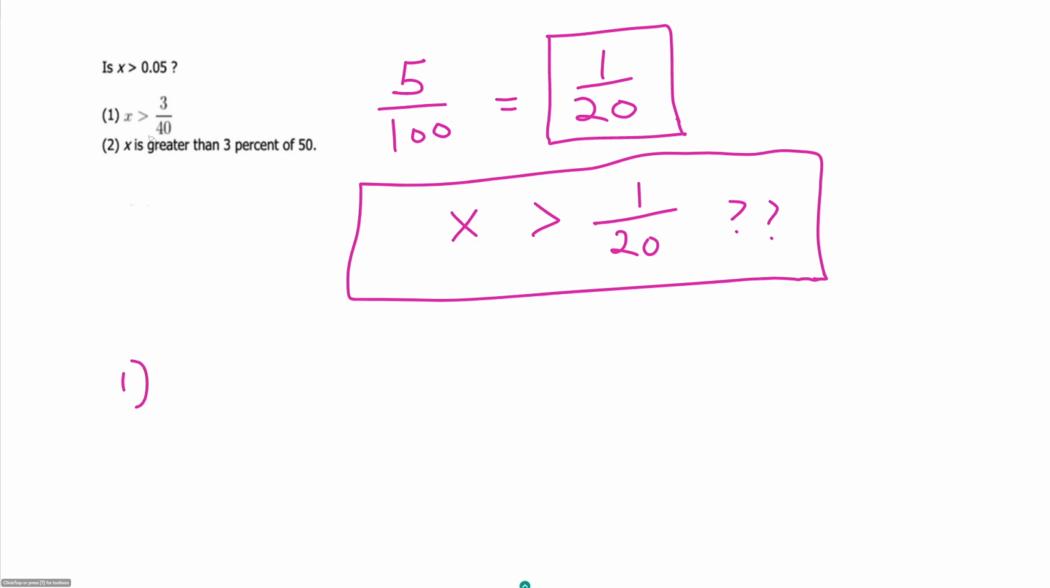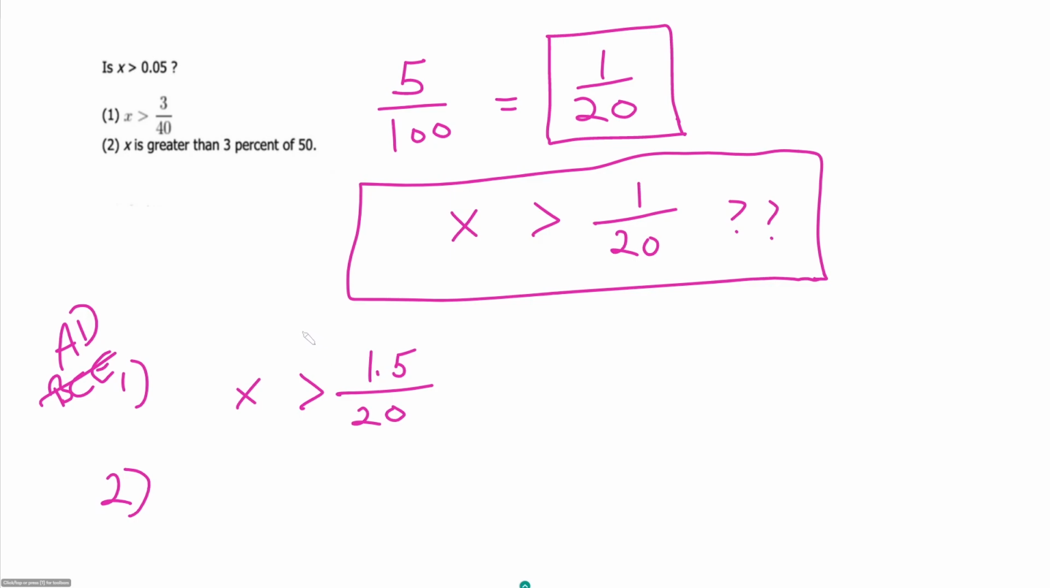Statement 1, x is greater than 3 over 40. And so if I want to get a denominator of 20 here, I can just multiply the top and bottom by 1/2, and that will give me x is greater than 1.5 over 20. And so if the question is asking, is x greater than 1 over 20? And here we know x is greater than 1.5 over 20. Then we certainly know that the 1.5 over 20 is greater than 1 over 20. And so this statement is sufficient.